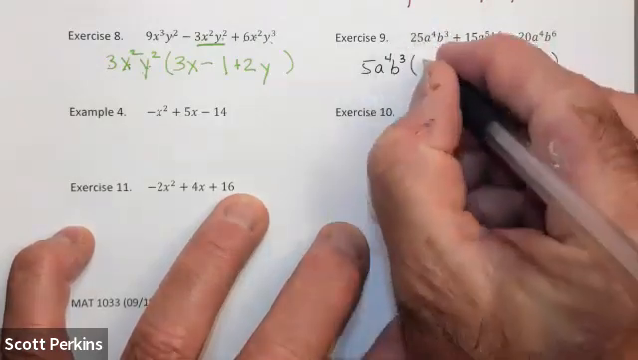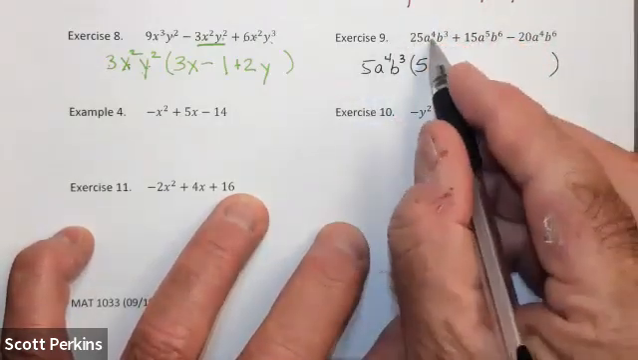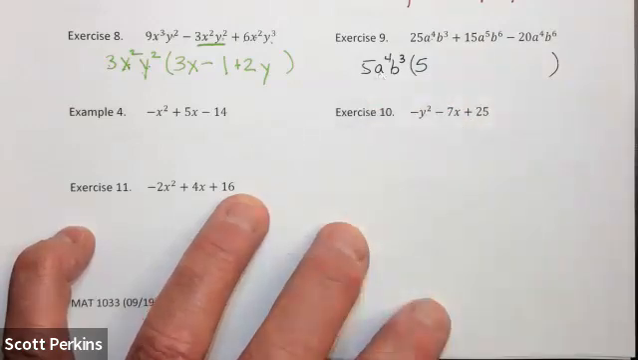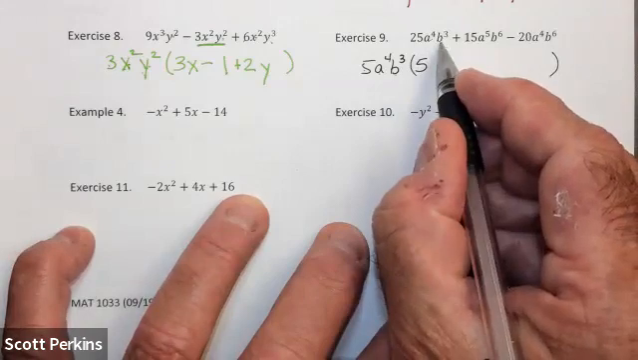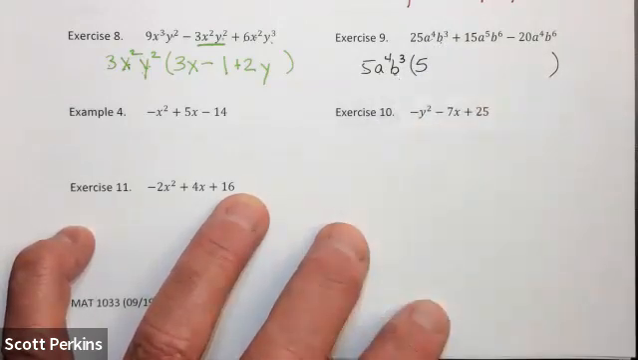25 divided by 5 leaves me 5. A to the 4th, I took out 4 a's, so there's no more a's in the first term. And then there's no more b's in the first term, because I started with b to the 3rd, I factored out b to the 3rd. So the only thing left in that first term is 5.